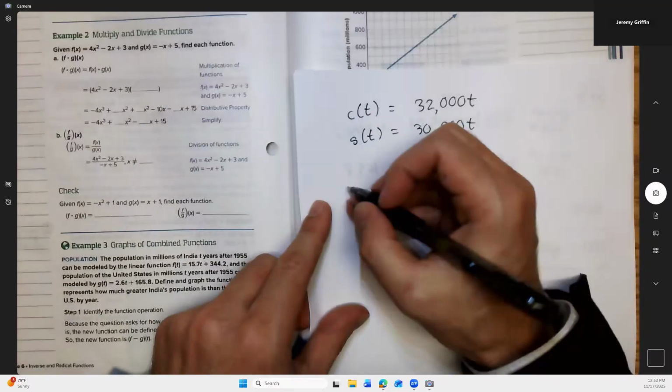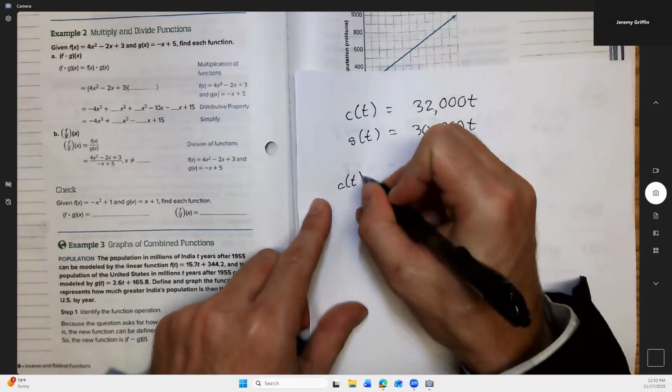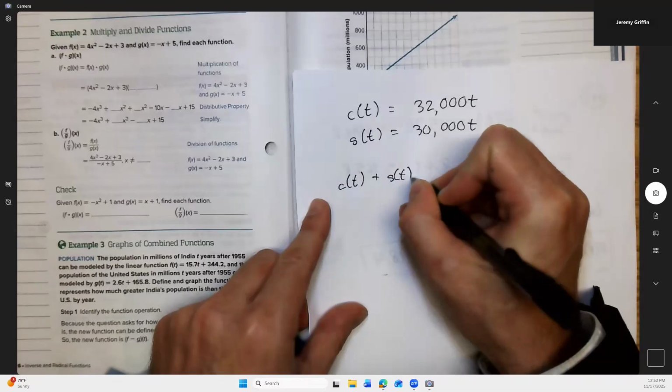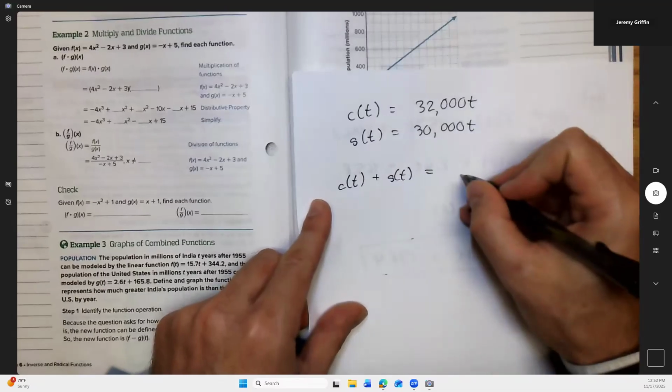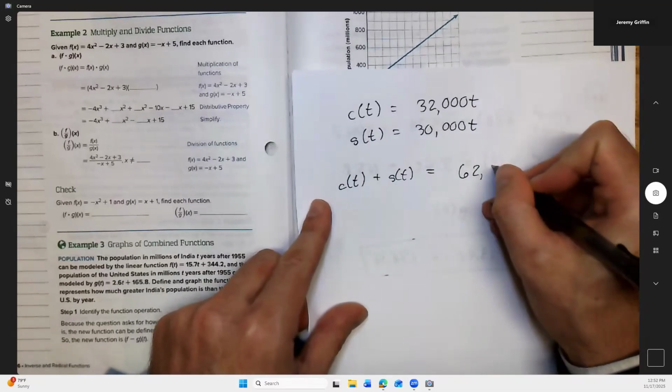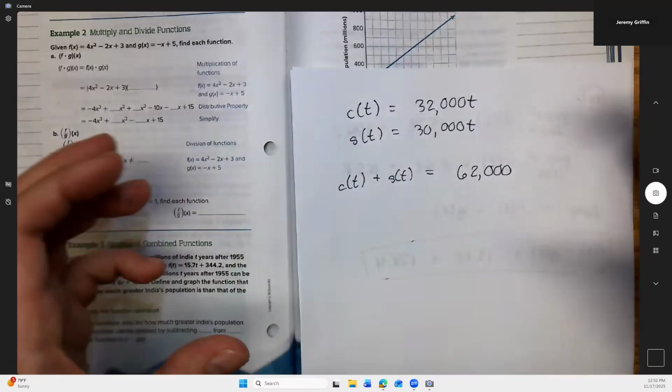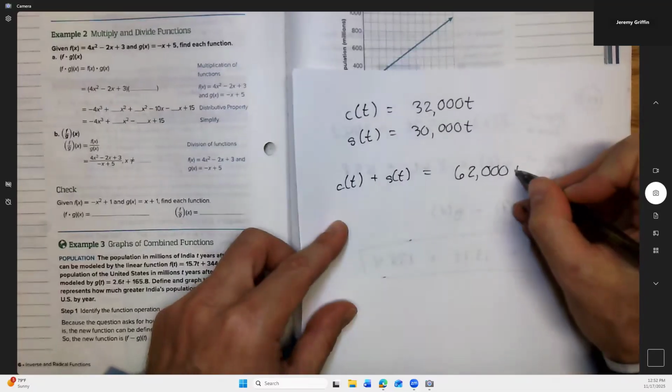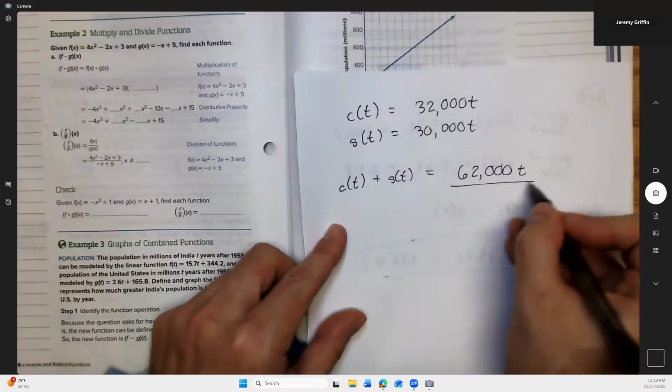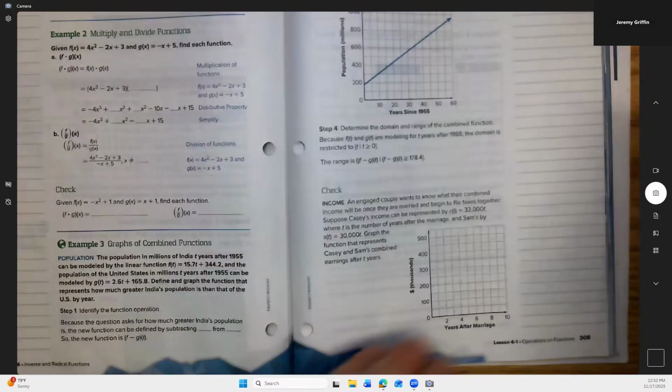If you want to know the combined income, that'd be Casey plus Sam. All you have to do is add these together. So that'd be 62,000. They're collectively making 62,000 per year, and then times the number of years that passed represents how much altogether. That's all. Cool. Just add them together.